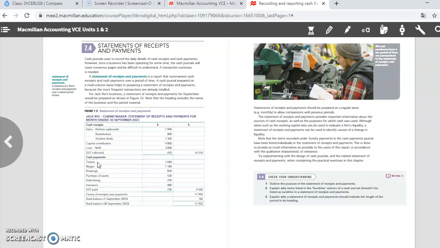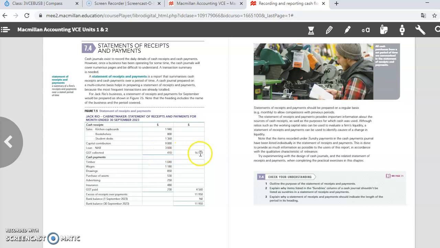Same as cash payments. Again, where did you make the payments? Timber, wages, drawings, purchase of assets, advertising, insurance, and GST paid. Make sure this is all the total from your cash receipts and cash payments journal. In the cash payments journal, you'll have timber as a column, so just the total from that column comes here. The total from the wages column comes here, the total from the drawings column comes here, and the total from the GST column comes here.